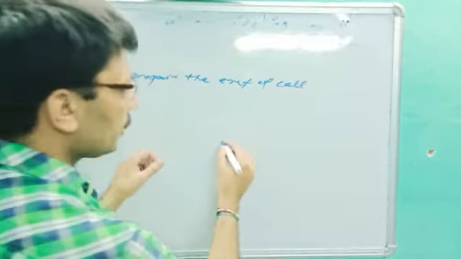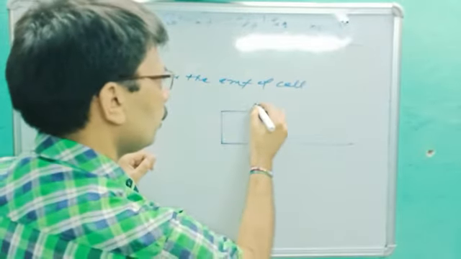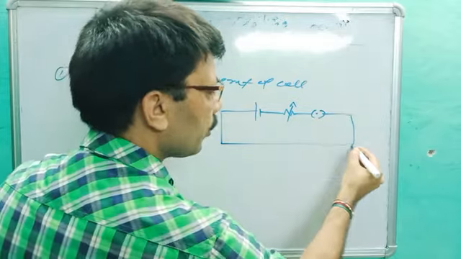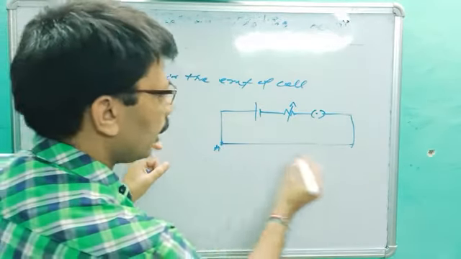So simply we will trace the potentiometer. Let's suppose this is the potentiometer, a battery, only one wire I am using here, and a key. If you want, you can use 10 wires. This is point A and this is point B.